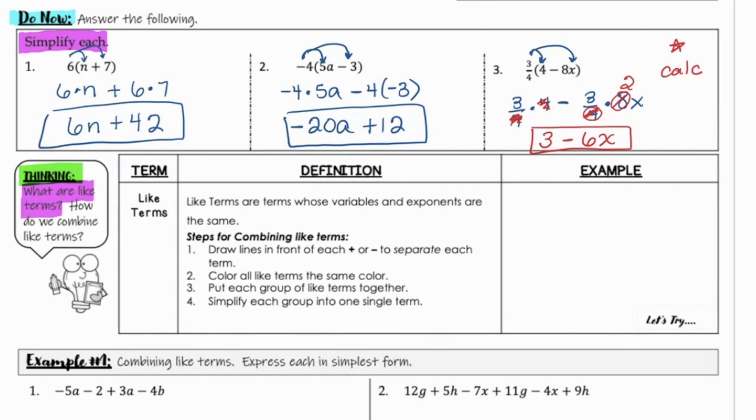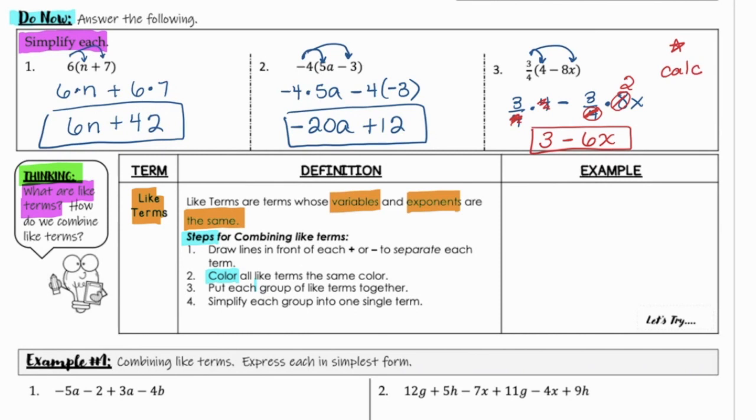Like terms are terms whose variables and exponents are the same. So in order for something to be considered a like term, they must contain the same variable and also the same exponent for me to put them together. So I put together some steps for combining like terms. I say draw lines in front of each positive or negative to separate each term. Color all like terms the same color. Put each group of like terms together and simplify each group.